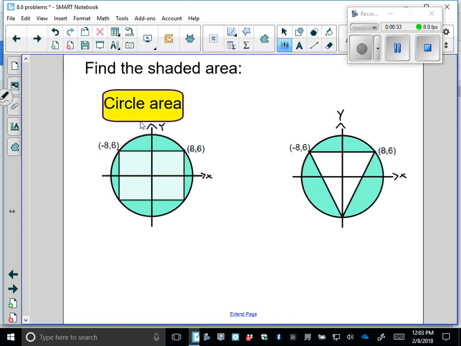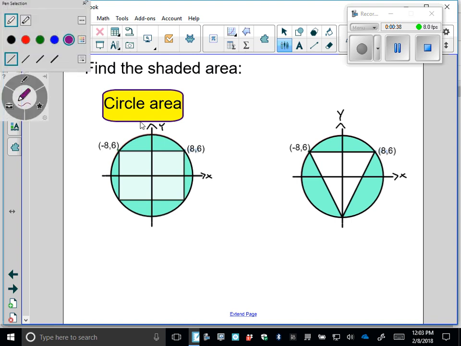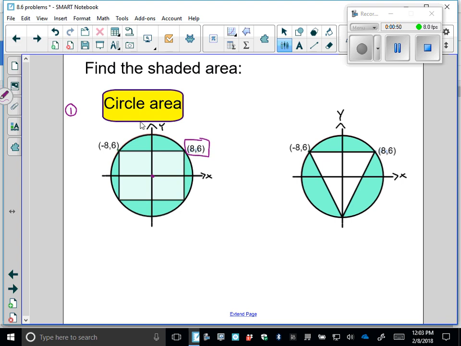And on the axes, you see a circle, which is centered at 0, 0 on the left here, problem 1. And you see a coordinate, 8, 6. And what that tells me is to get to that coordinate, I would have to go 8 units over and 6 units up. So I have this rectangle inside of the circle, and my goal is to find the shaded area.